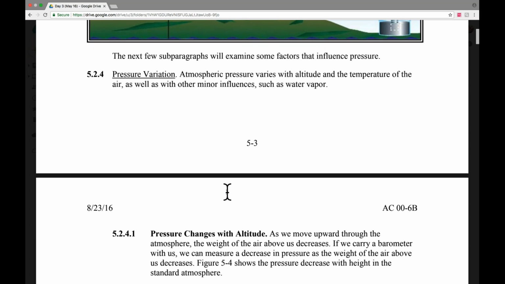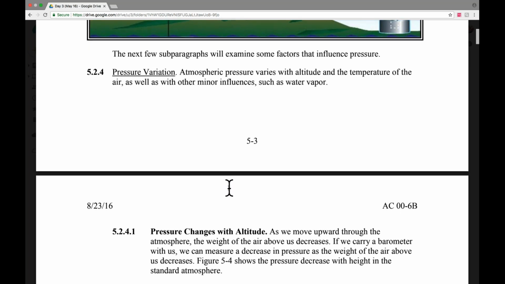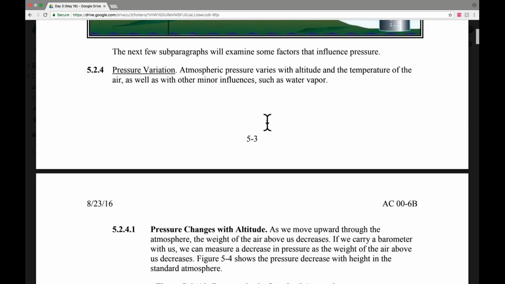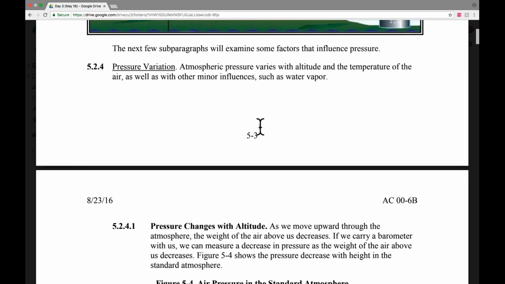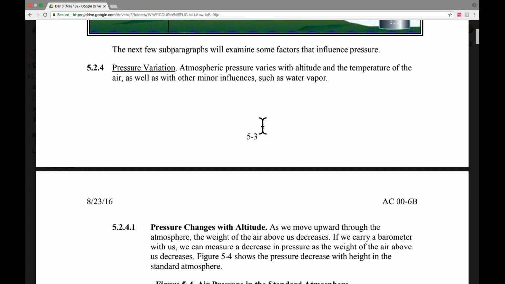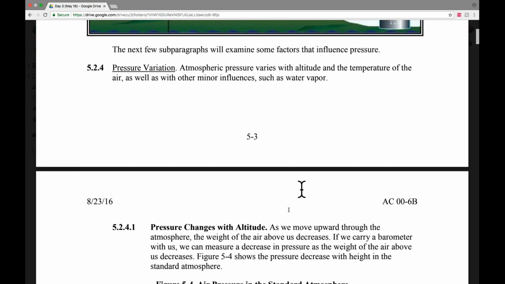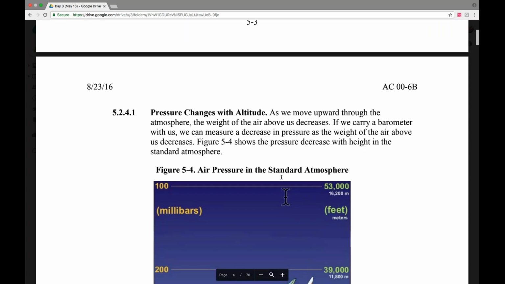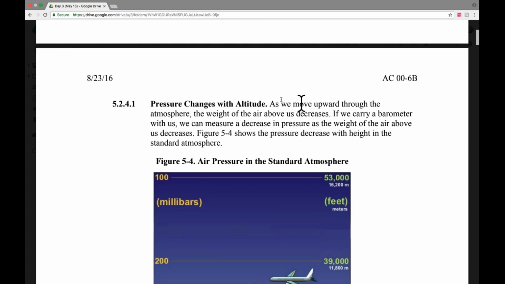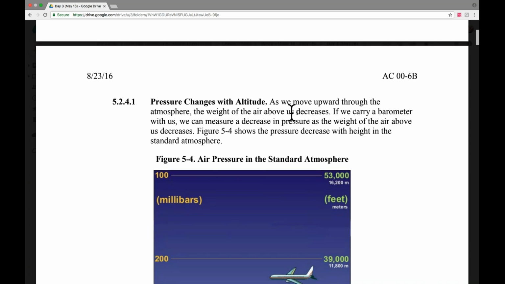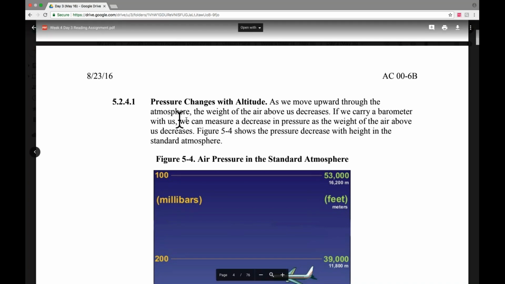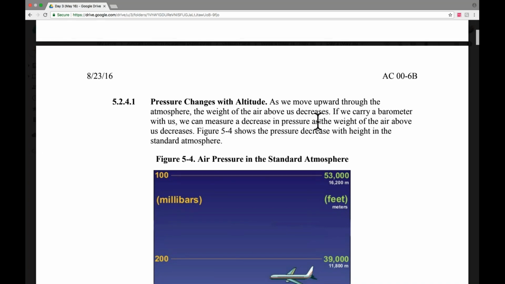So pressure variation, basically it's atmospheric pressure that varies with altitude, and the temperature of the air, as well as other minor influences such as water vapor. It changes with altitude as we move upward, like we were talking about last night. As we move upward through the atmosphere, the weight of the air above us decreases. If we carry the barometer with us, we can measure a decrease in pressure as the weight of the air above us decreases.